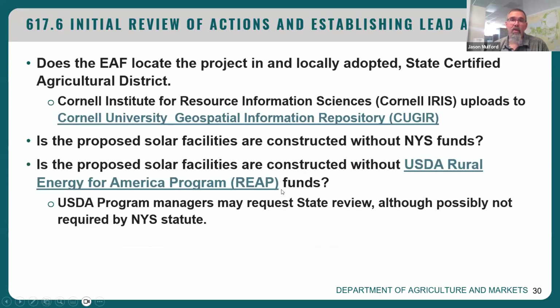We will be notified, we hope, of the seeker process, and we'll remind you of that. But in the case we aren't, which there's several times that we're not, we encourage you. Now, as I said, the EAF should identify that if a project's in an ag district where we have the right to comment on it. If it doesn't, you can always double check through what we call the Cougar georeferencing system. Cornell University IRIS program monitors and maintains these records for us.